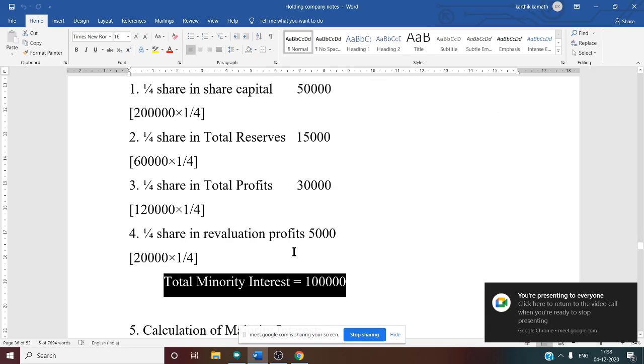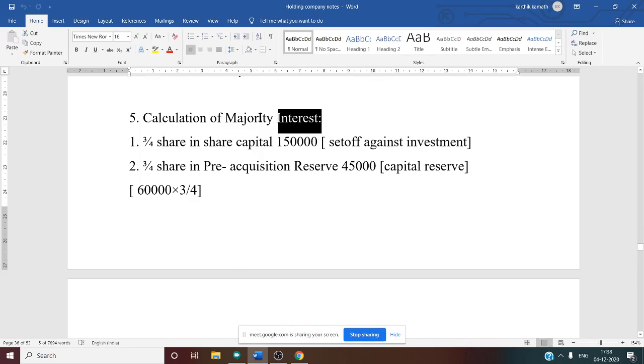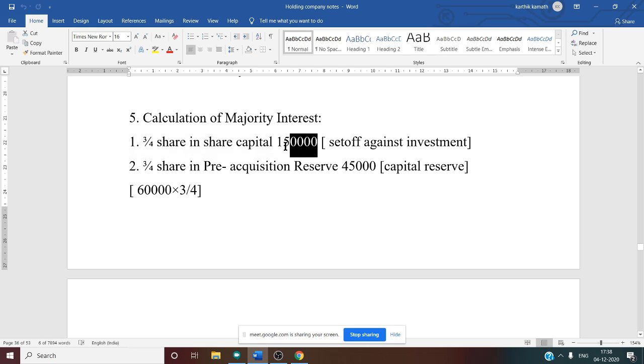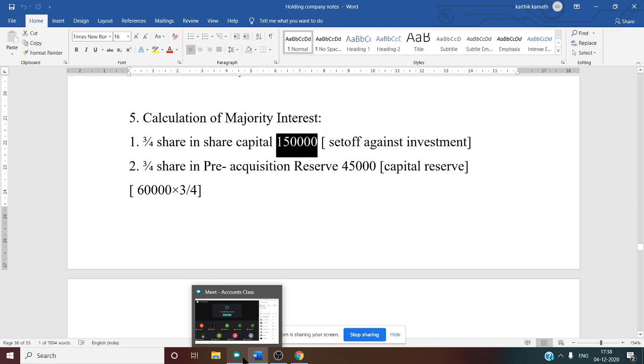Now after doing this working note, we have to see the working note for majority interest. Calculation of majority interest: there is a ratio, we know 3 is to 1, that is why the fraction is 3 by 4. 3 by 4 share in share capital. The share capital of the subsidiary we need. So the share capital of the subsidiary is 2 lakh. 2 lakh into 3 by 4, you will get 1 lakh 50,000. And you know this 1 lakh 50,000 is a paid up value. That is the actual amount available in the subsidiary company.